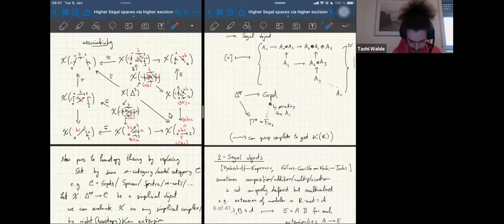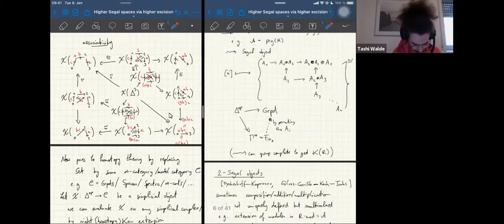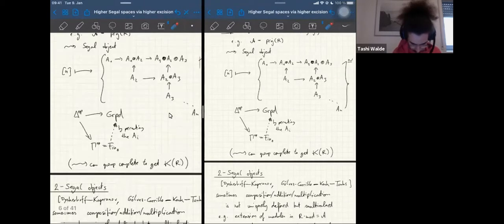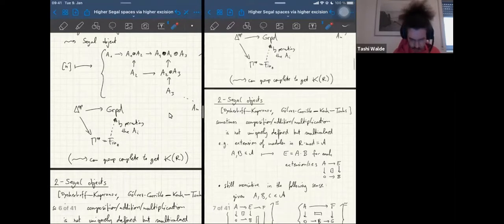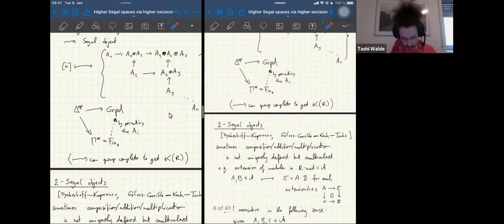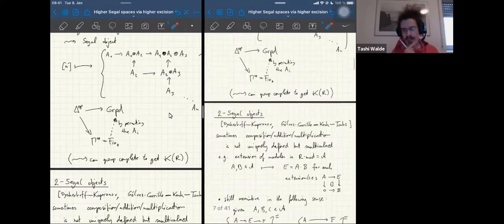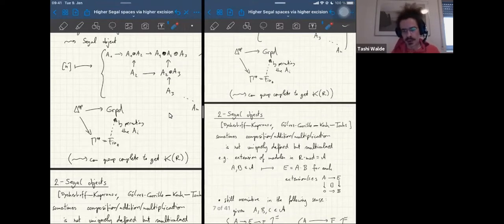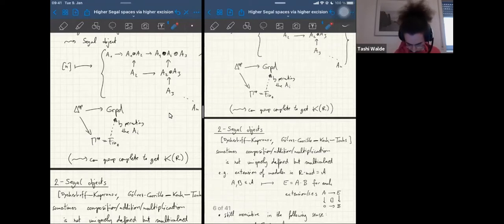So when we pass to two Segal objects, let me now put it up here so that you can see it. We kind of want to do something similar, except that now we go into a situation where the multiplication, composition, addition, however you want to call it, the binary operation we're talking about is no longer uniquely determined.